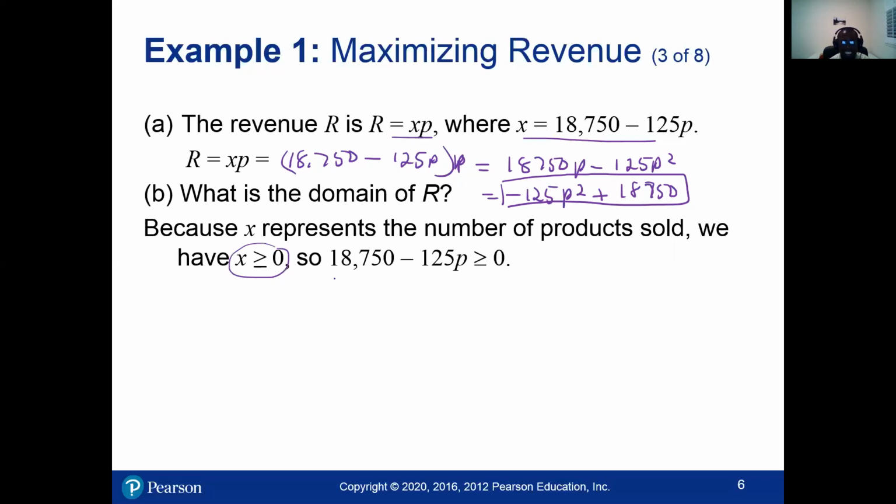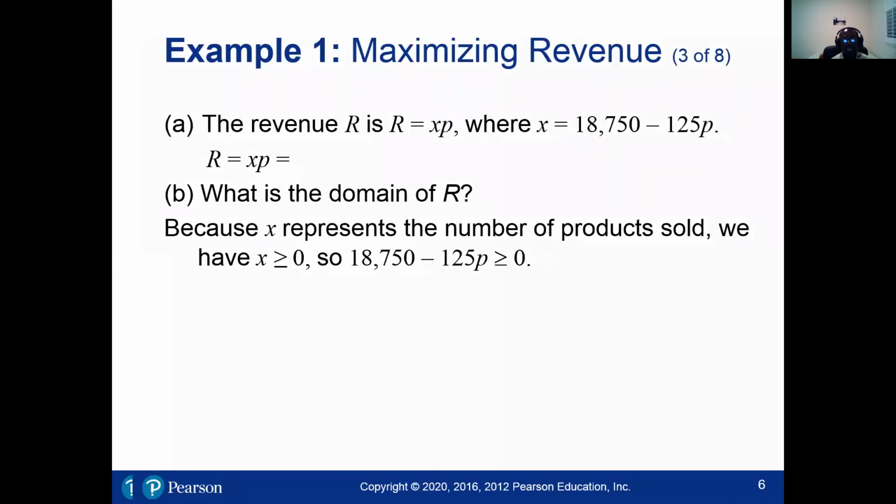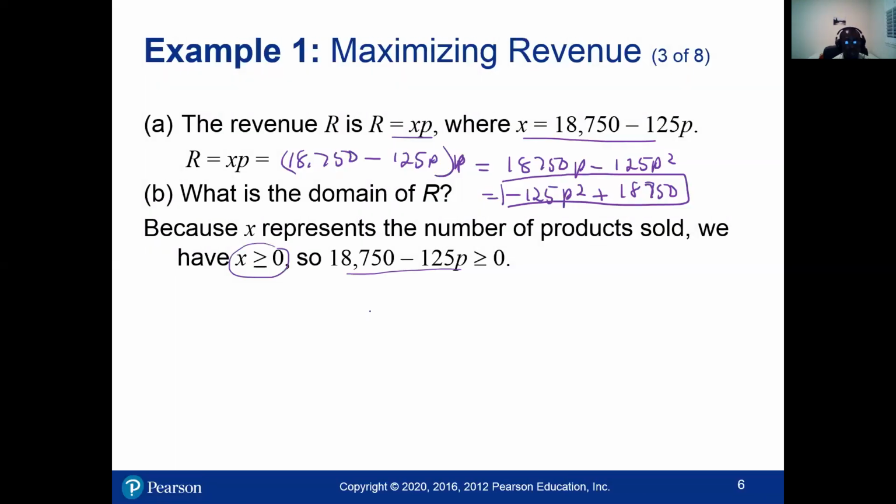If that is the case, then we have to solve this inequality. Okay. So in solving that inequality, what do we get? We can rearrange that to 125P plus 18,750 greater than or equal to what?